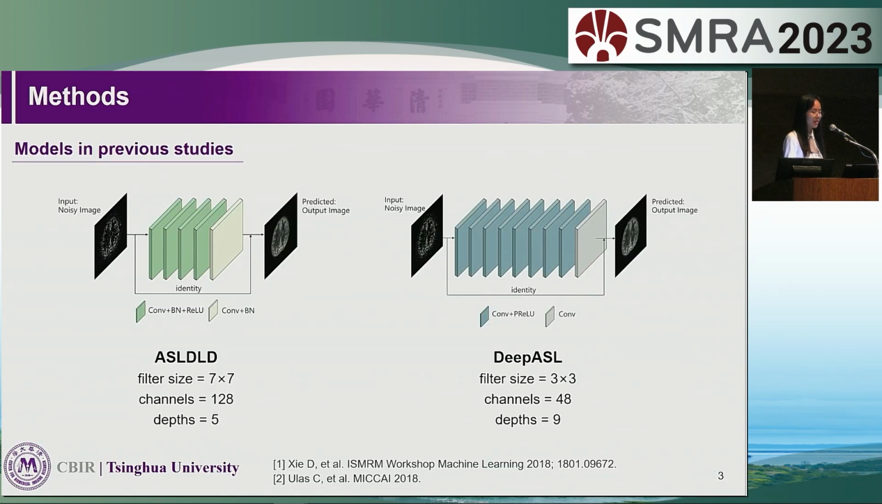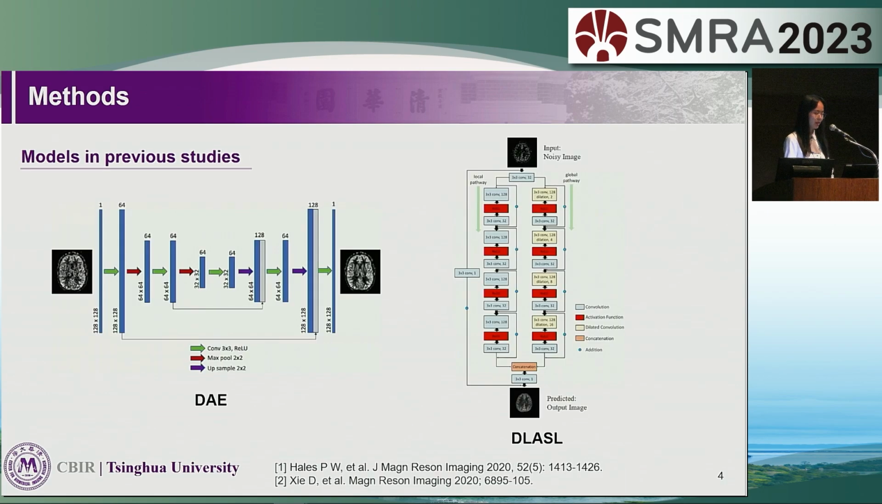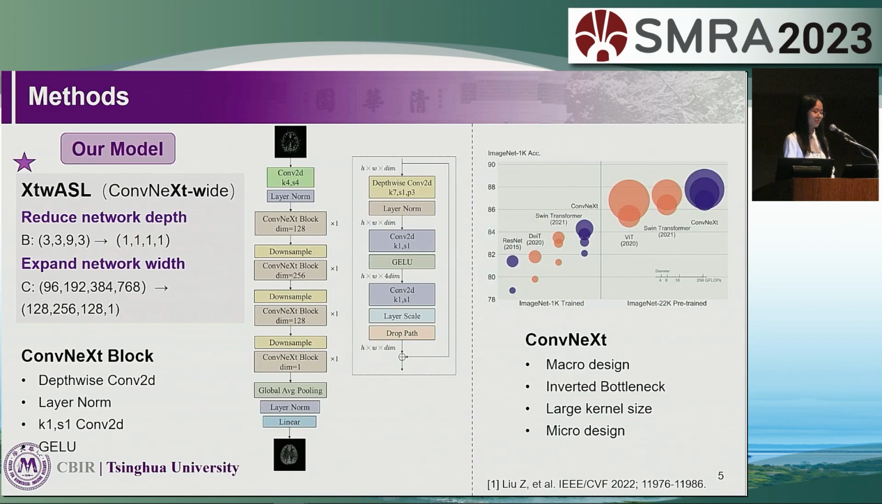In previous studies, some CNN-based deep learning models have been proposed for ASL denoising. The first two are called ASL DLD and Deep ASL. They are composed of convolution and activation functions of different scales. The third one is called DAE, which is improved based on the UNet network architecture. And the last one is DL-ASL, which uses two pathways to fuse ASL information.